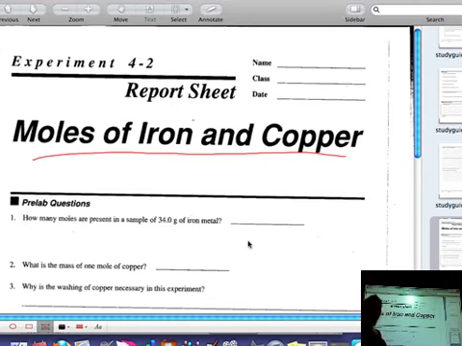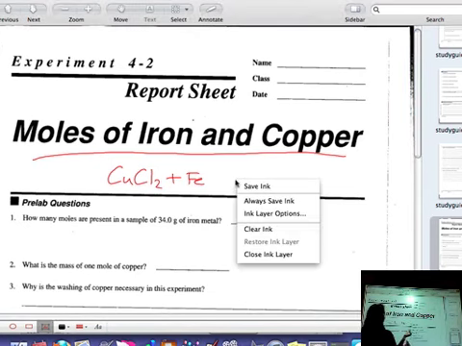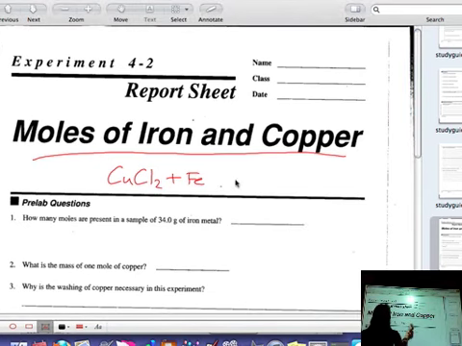So just to start, I will write out the reaction at the top. Okay, you guys had copper chloride, it was copper 2 chloride, and you added iron to it, solid iron. Okay, so just looking at this, a lot of you were able to identify this is a single replacement reaction. Iron's going to come in and kick out copper.